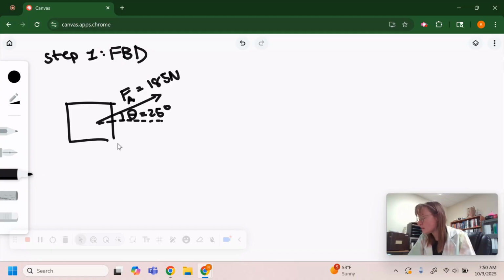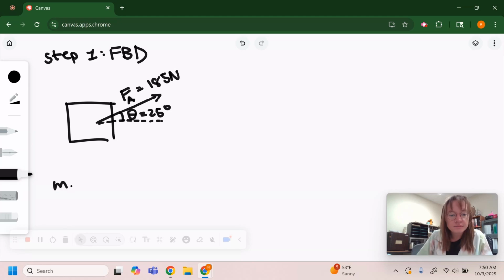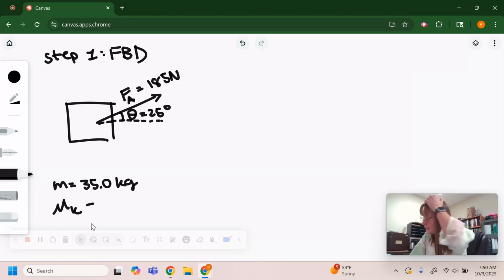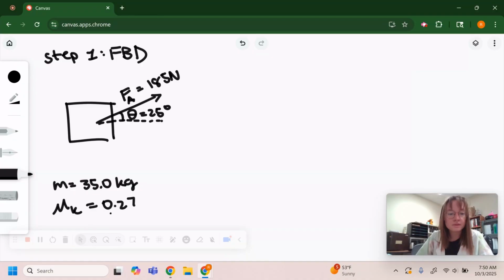Then we have the mass of the box is, what does it say? 35 kilograms. And mu k is 0.27. And we are looking for the acceleration of the box.